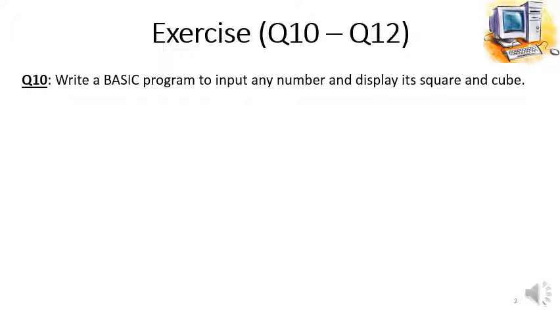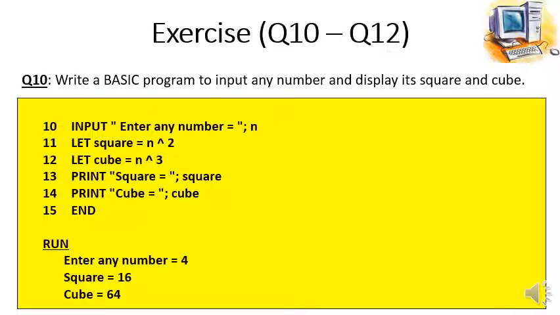Question number 10 says that write a basic program to input any number and display its square and cube. So here in this question we have to input any number and the program will find out its square and cube, and we have to write the code for it. It's very simple. First of all, we have to write an input statement which will display the message enter any number, and the number that we will input at runtime will be stored inside variable n.